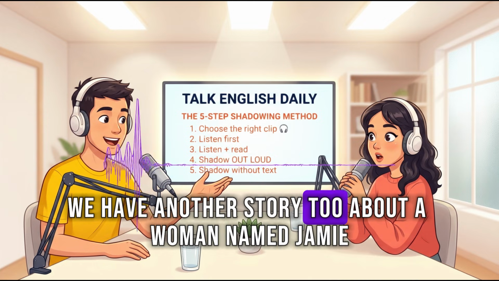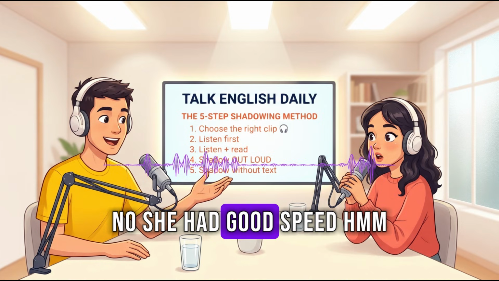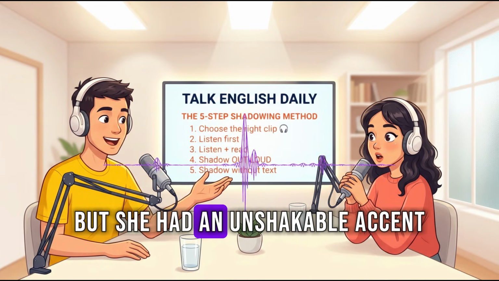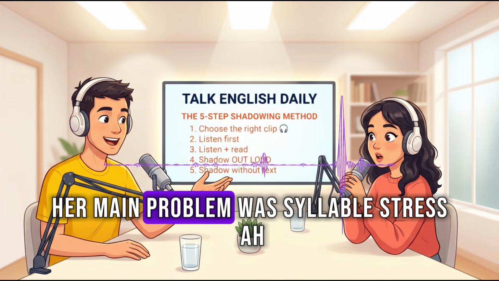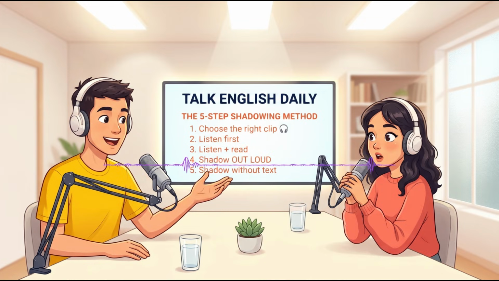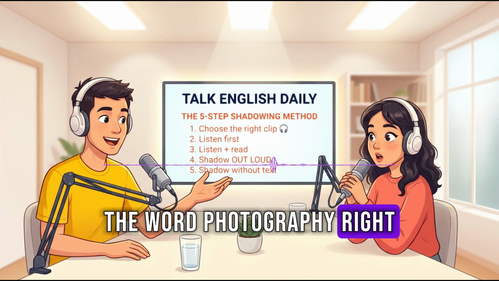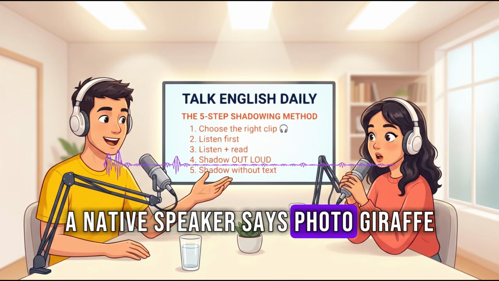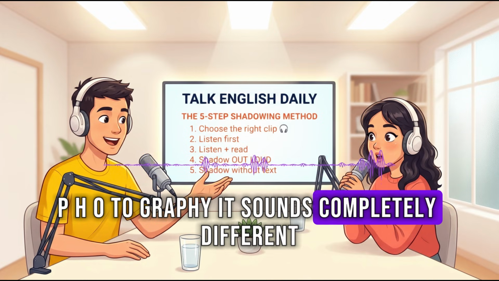We have another story about a woman named Jamie. Now, Jamie didn't freeze like the first guy. She had good speed. But she had an unshakable accent. Her main problem was syllable stress, which is so tricky in English. For example, the word photography. A native speaker says photography. But Jamie would say photography. It sounds completely different.